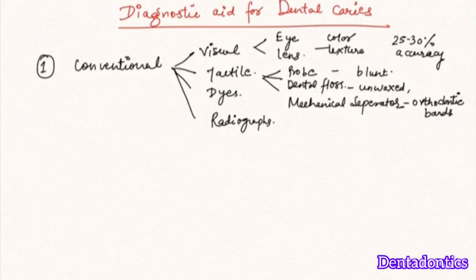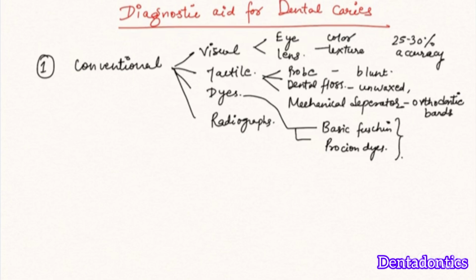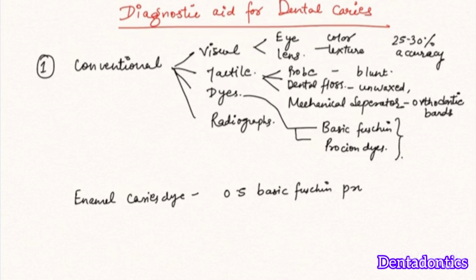Coming to the dyes, we have basically different types of dye like basic fuchsin and procyon dye, which is applied for 10 seconds on the tooth and then rinsed off, and the tooth which is deeply stained will be the caries. We have different types of enamel caries dyes like 0.5% basic fuchsin, procyon dye, 1% acid red in propylene glycol, and methylene blue. These are the different types of enamel dyes. So basically this is the conventional method which was used from very old days to detect dental caries.